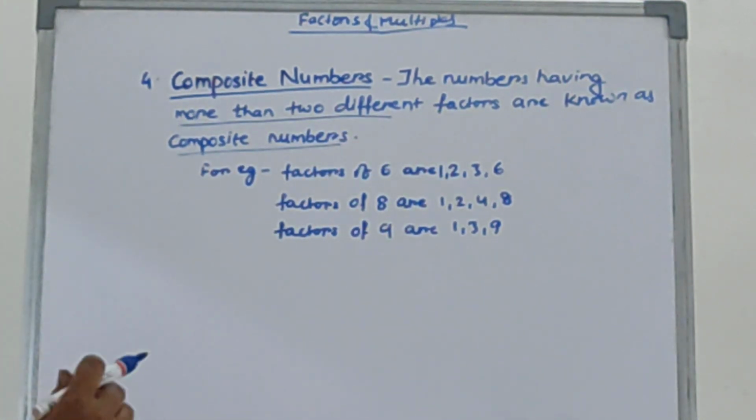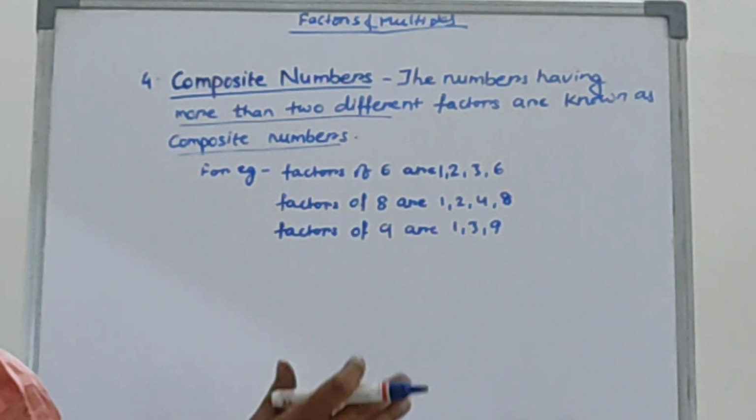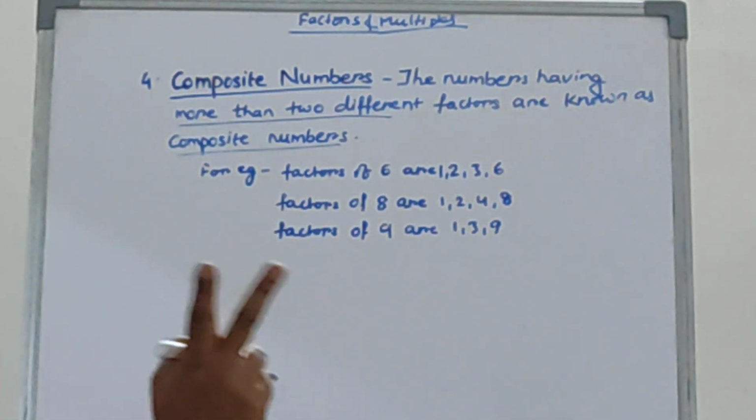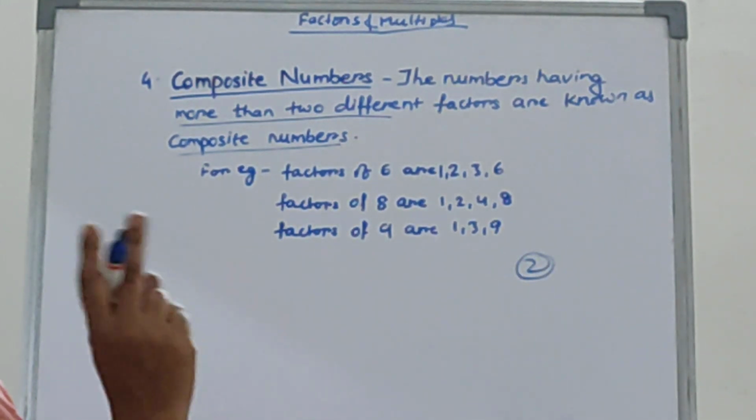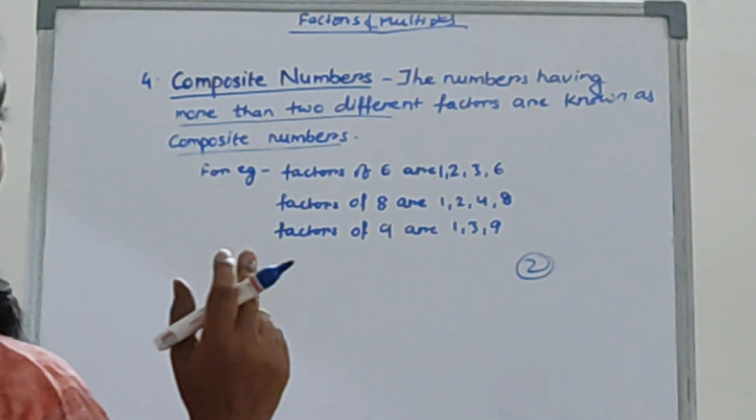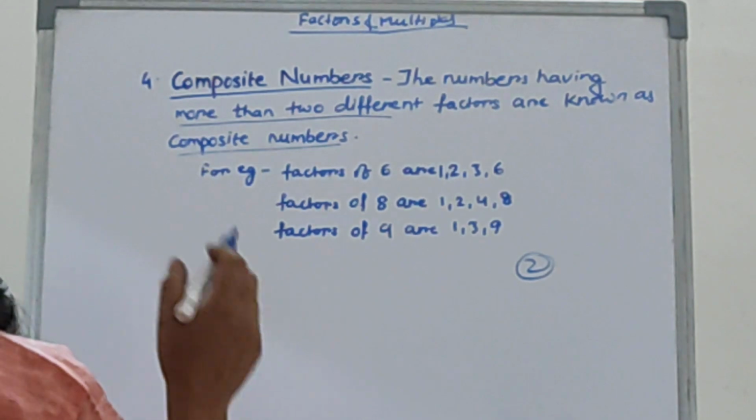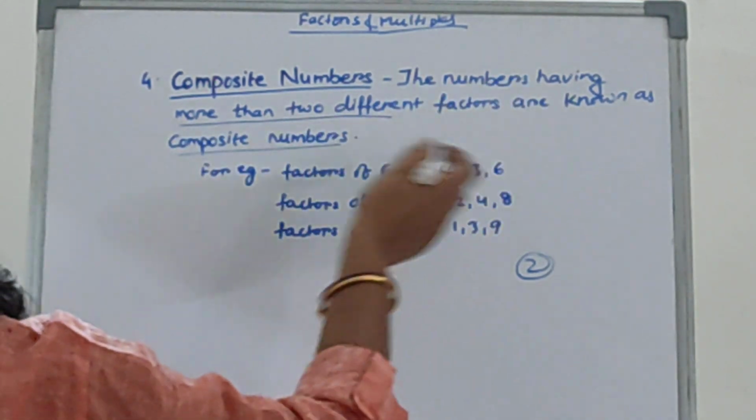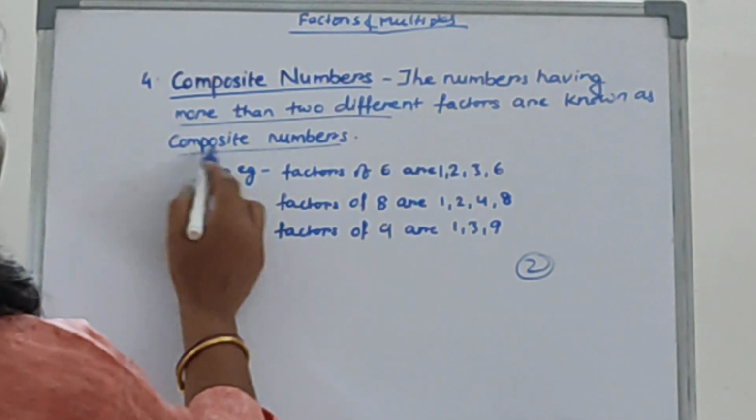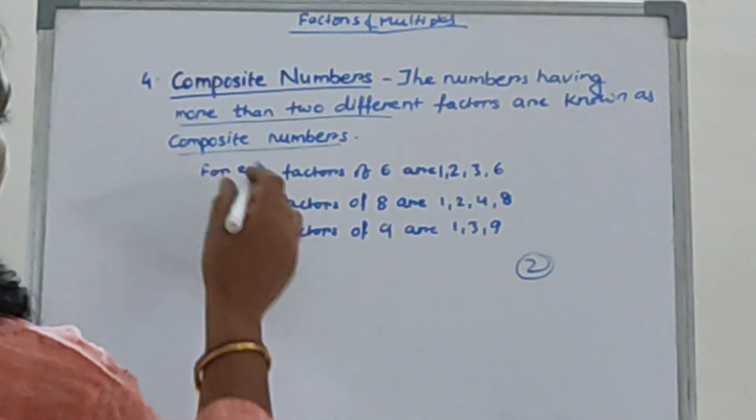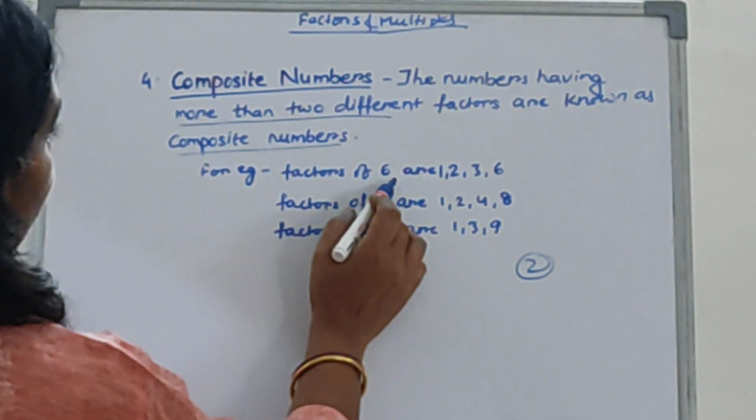In prime numbers we learned that there are exactly two different factors, that is 1 and the number itself. But in composite numbers, the numbers have more than two different factors. These are known as composite numbers. So for example, see the factors of 6.